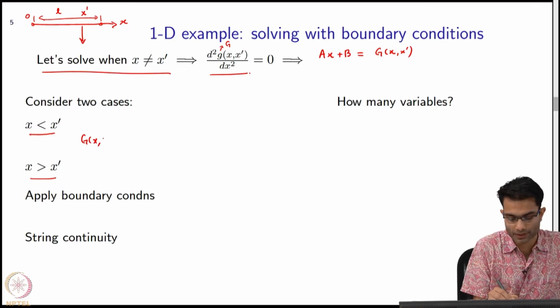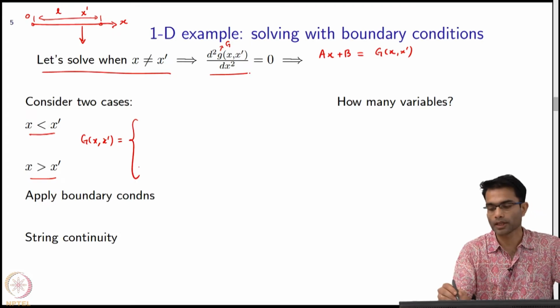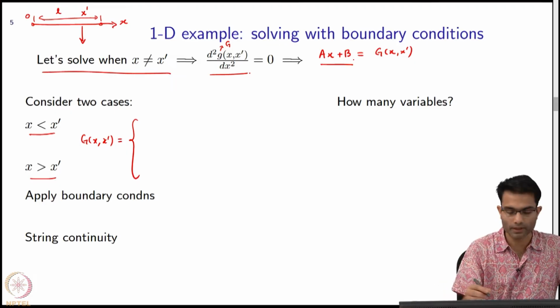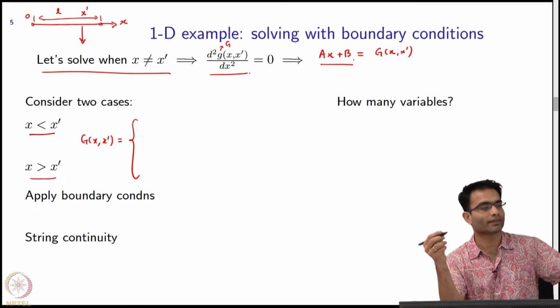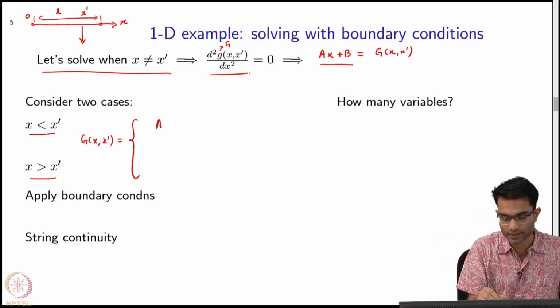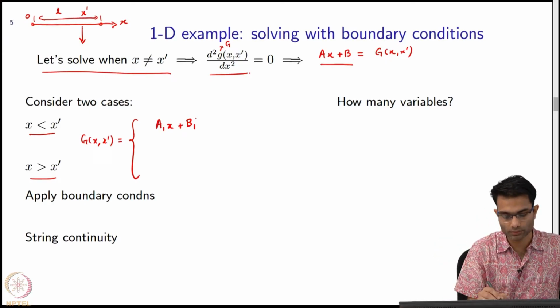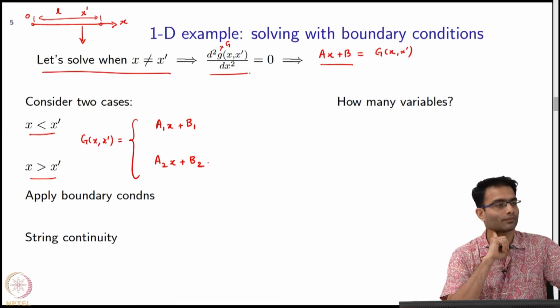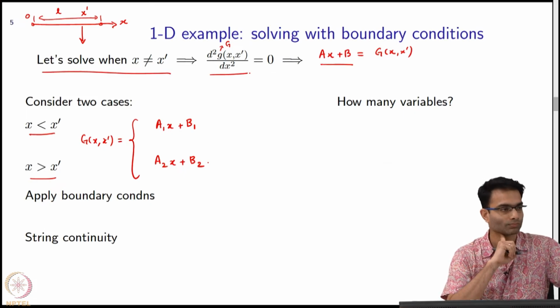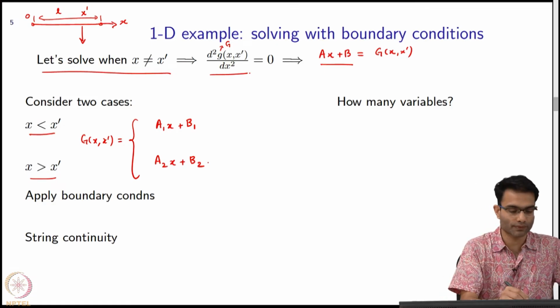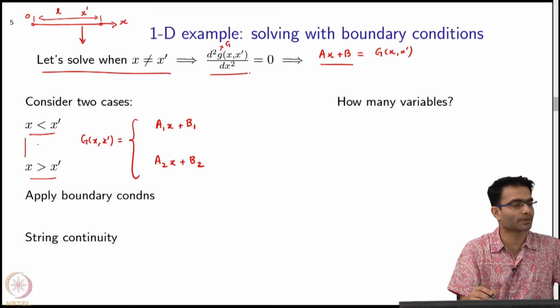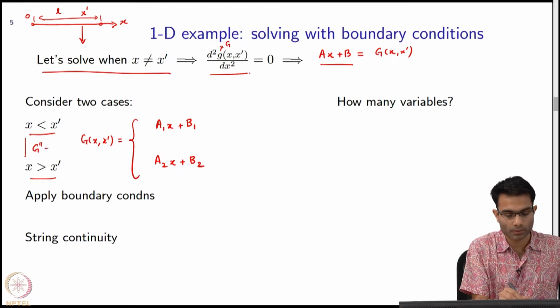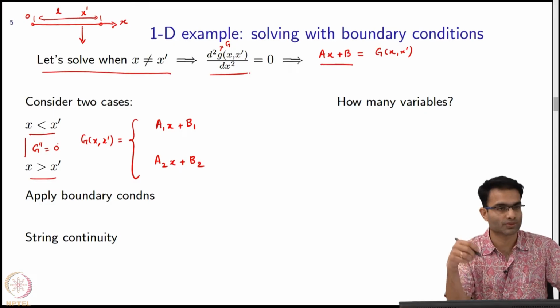So when I consider x less than x prime, what kind of a solution can I write? So g of x comma x prime is equal to, two cases will be there. In both cases the solution is ax plus b, right? But will these a's and b's be the same on the left and right? Need not be, right? So I will write it as a1x plus b1 and a2x plus b2. Okay, I have stayed clear of x equal to x prime for now. So no one can argue with this. In both of these cases, I have a homogeneous differential equation which is g double prime equal to 0. Solution is linear, both sides, right?